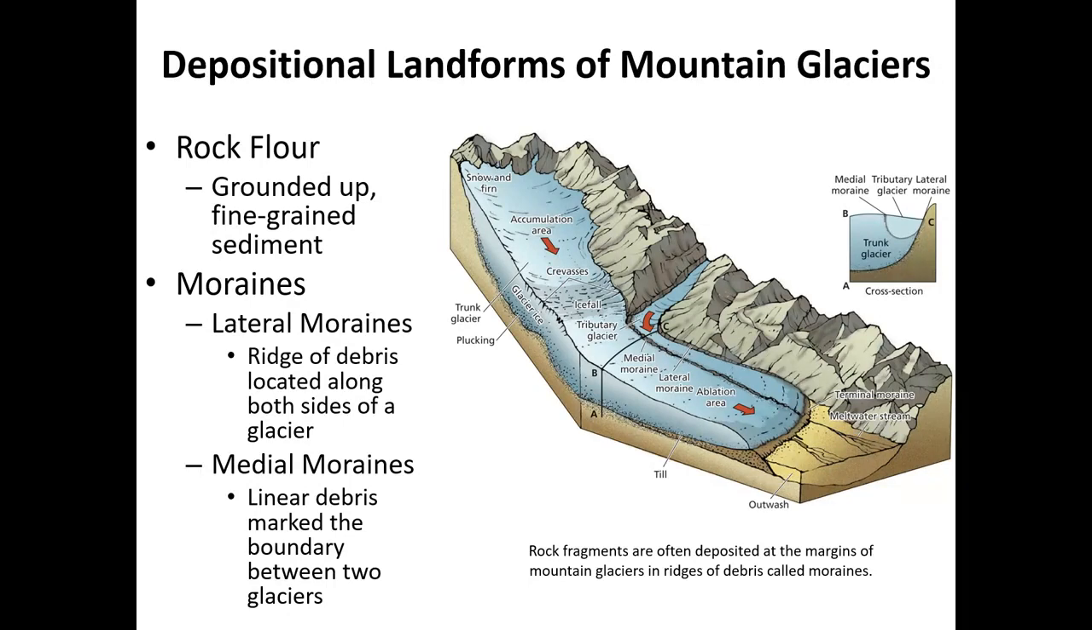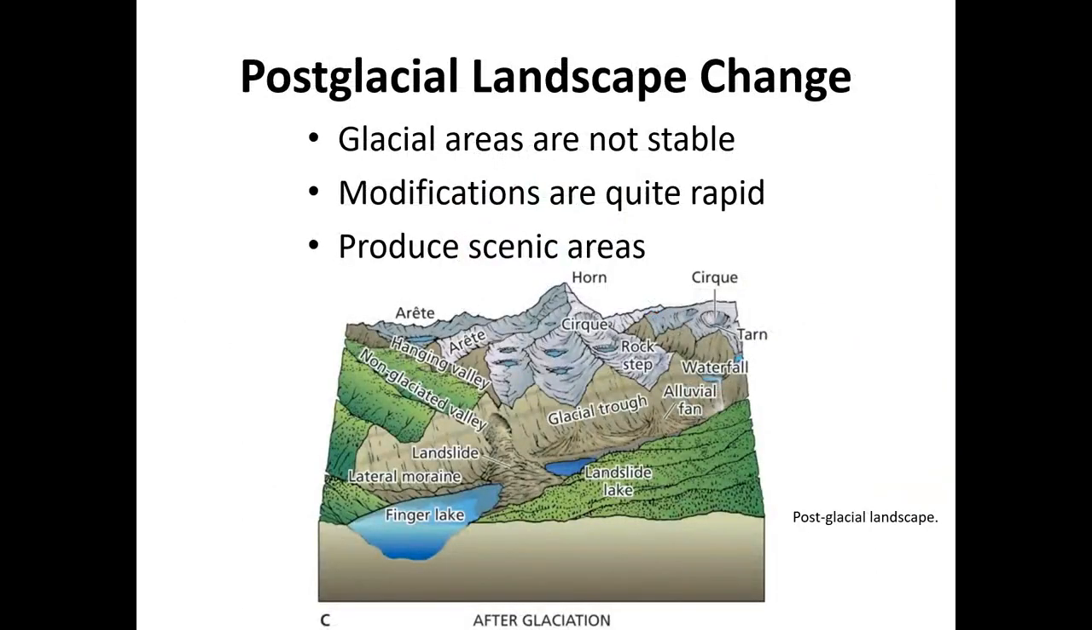And then they can often leave deposits of outwash, lots of fine particles of rocks and sand that are left at the bottom of the glacier. And then we talked a little bit about moraines and other things. So rock flour is ground up, finely grained sediment that's deposited by glaciers. And again, we covered most of these. This is what a landscape might look like after a glacier leaves, and it has all those different features that we discussed.